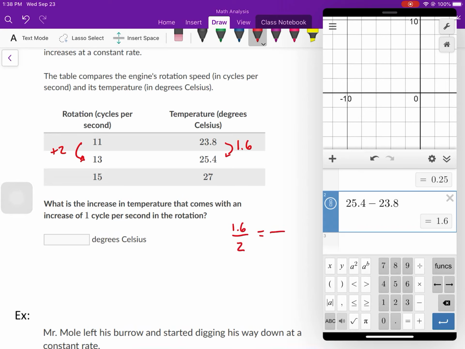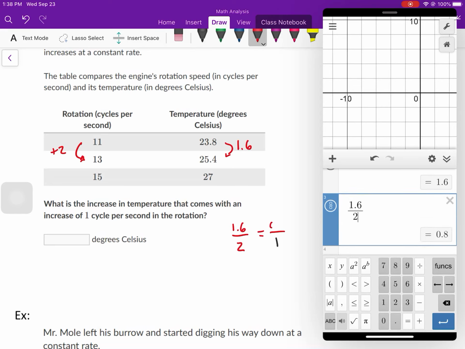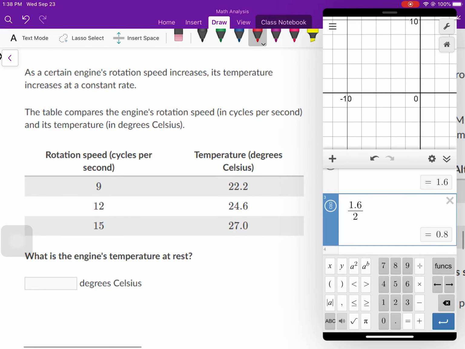So that unit rate, remember we want it to be over 1, right? So for that unit rate, we're going to take 1.6 divided by 2. I think that's 0.8. So we have 0.8 degrees. It goes up by 0.8 degrees for every 1 cycle, because it's going up 1.6 for every 2. So just got to be careful with that.